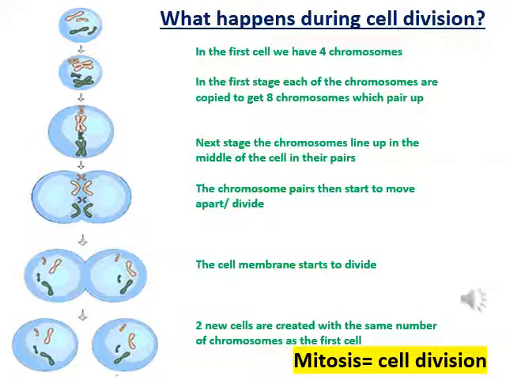Then we need the cell membrane to divide, so the cell membrane starts to split in half. Half of it going to the left, half of it going to the right. And then finally, we can see in the last stage, we have 2 new cells that have been created that have the same number of chromosomes as the first cell. So each of the new cells are identical copies of that first initial cell. Each of them has 4 chromosomes in, and that's what we needed.